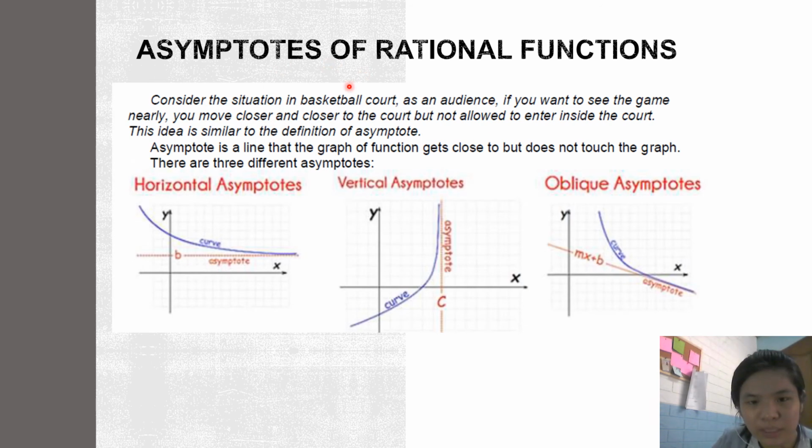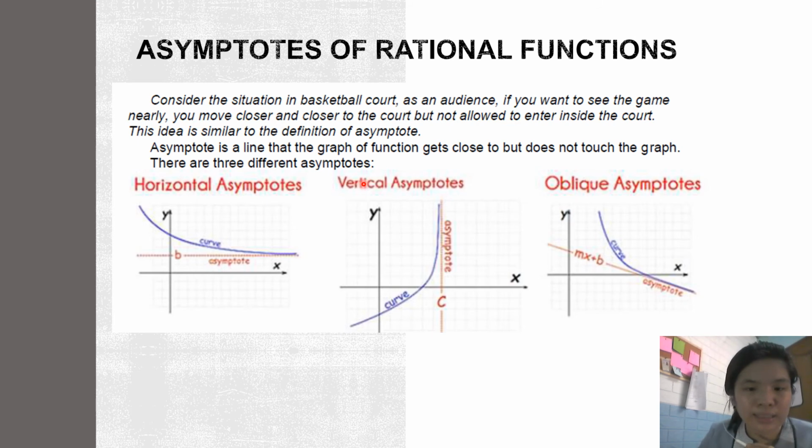So let us proceed to asymptotes of rational functions. Consider the situation in a basketball court. As an audience, if you want to see the game nearly, you move closer and closer to the court but are not allowed to enter inside the court, right? This idea is similar to the definition of an asymptote. An asymptote is a line that the graph of a function gets close to but does not touch.